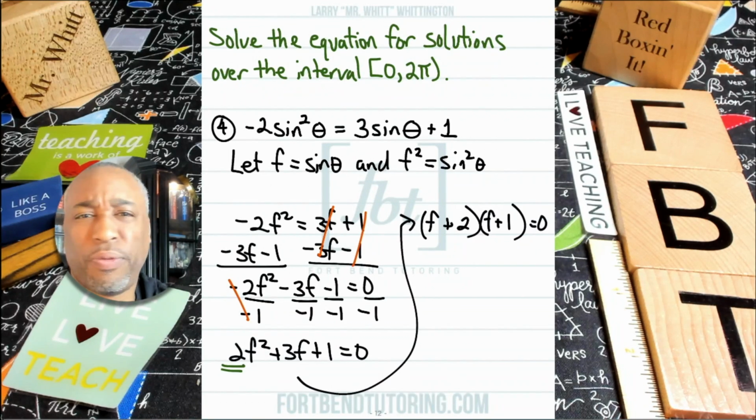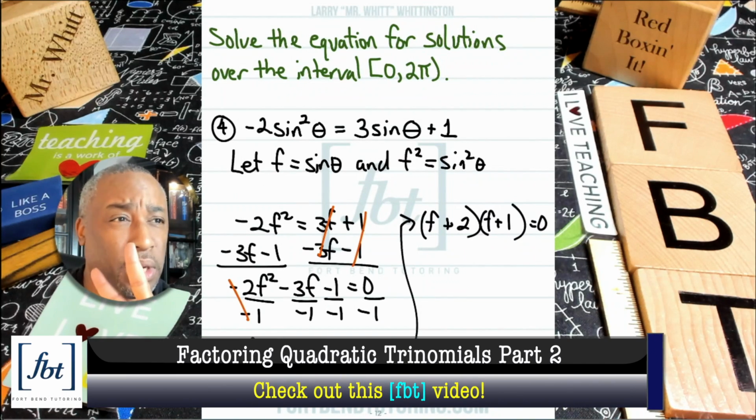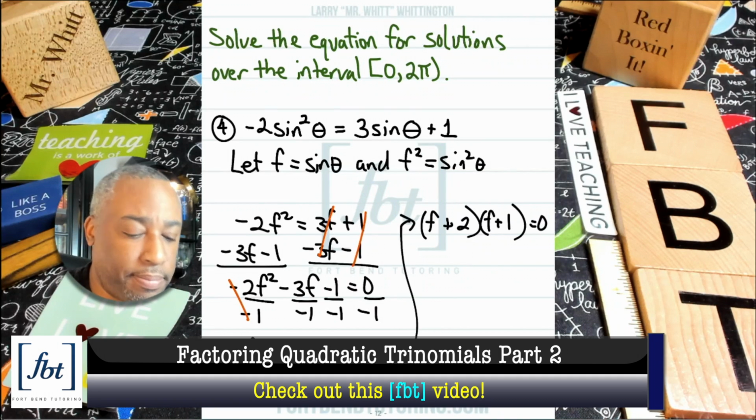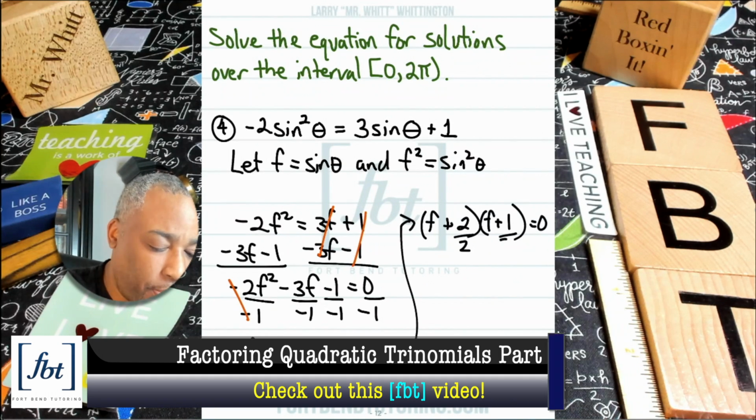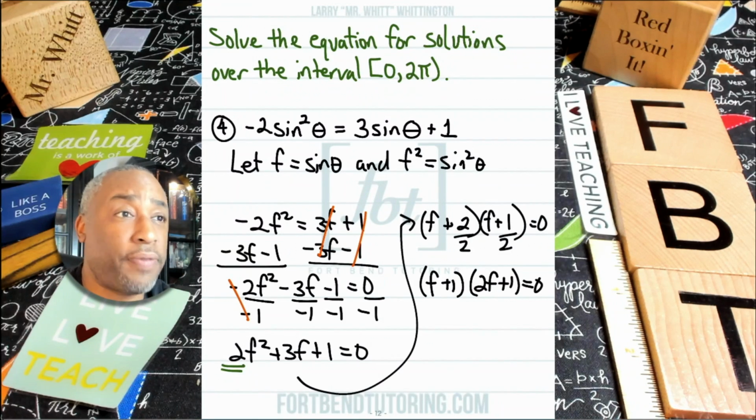If you need a refresher over that, you can just check out my factoring quadratic trinomials part 2 video, and that'll hook you up. Go ahead and divide both of these by 2 and simplify. You'll end up with your factorization being f plus 1 times 2f plus 1 equals 0. All right. So now it is factored, guys.